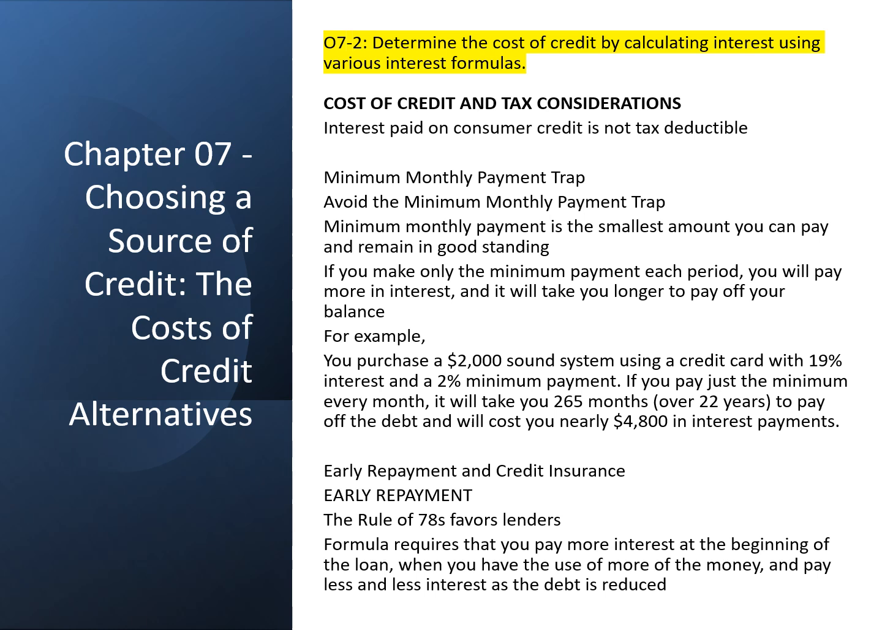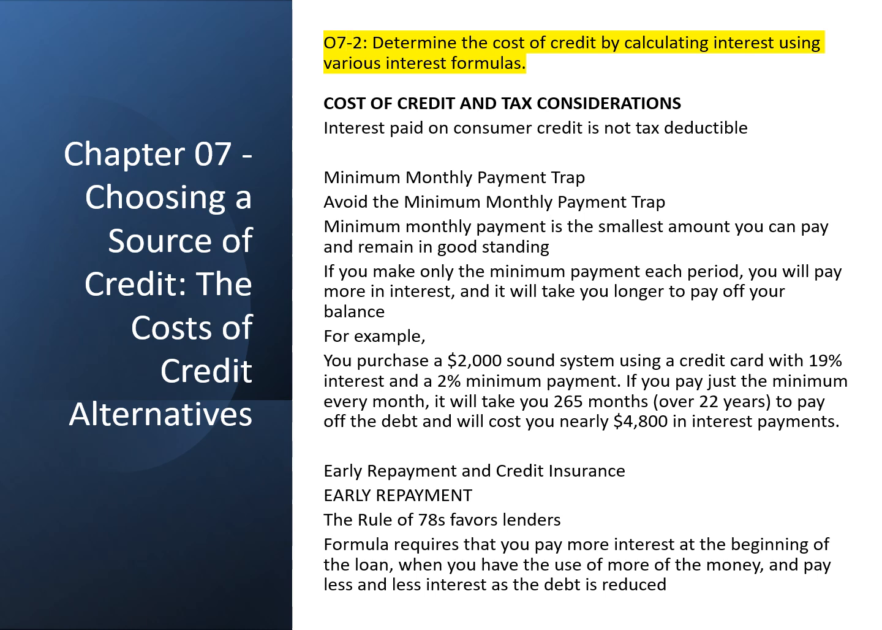Avoid that minimum monthly payment trap, because if you just pay the minimum amount, it could take you years, and you would be paying back multiple times the amount that you actually borrowed initially. So this is a very scary example: you purchase a $2,000 sound system using a credit card with 90% interest, 2% minimum payment. If you pay just the minimum amount, it will take you 265 months, or 22 years, to pay off the debt and cost you nearly $4,800 in interest payments, in addition to that $2,000.